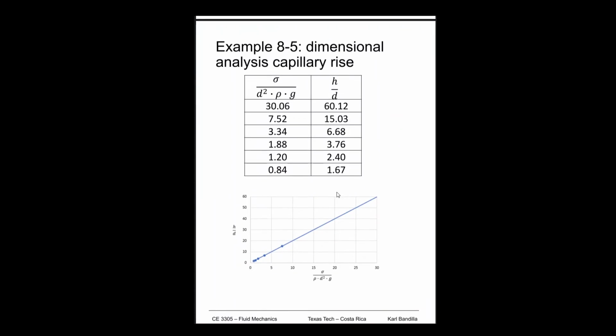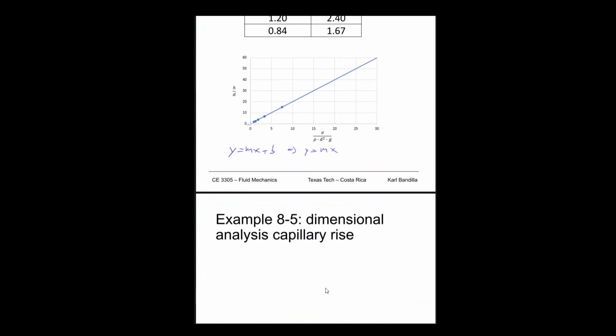And once we do that, we can plot those values, right? We're plotting h over d versus sigma over rho d squared g. And then we get this nice straight line. Now, if we have a nice straight line, we can describe this. We can say y is equal to mx plus b. We can see that this goes through the 0, so we can say y is equal to mx. Now, if we look at this graph, y is up here, x is down here.